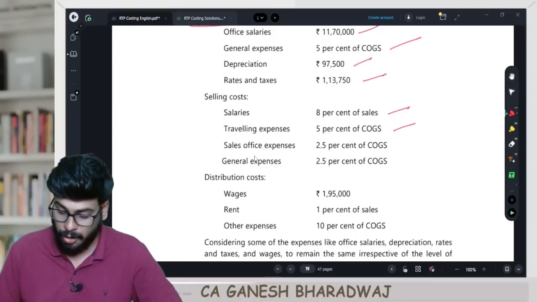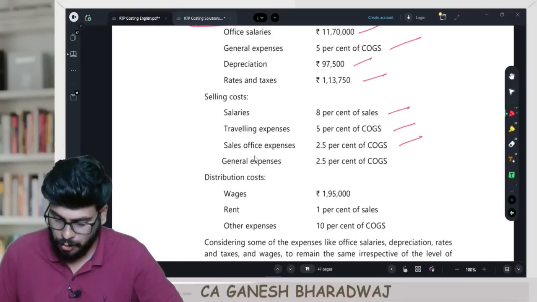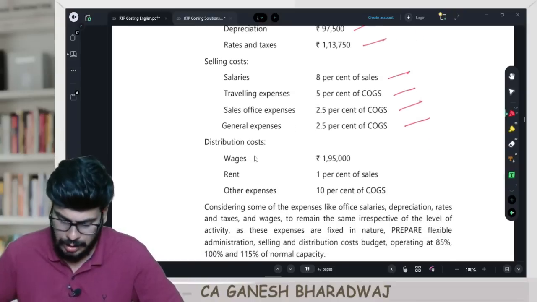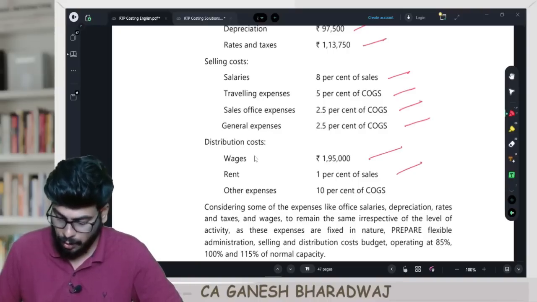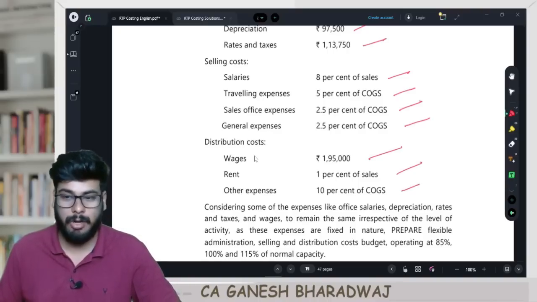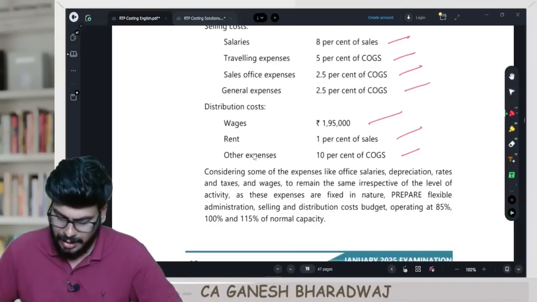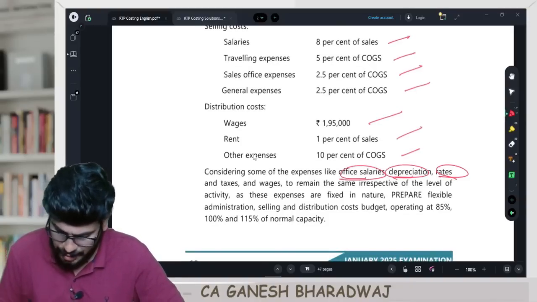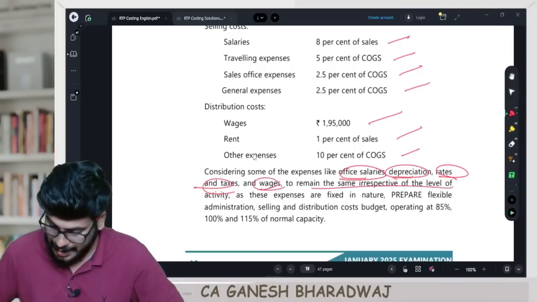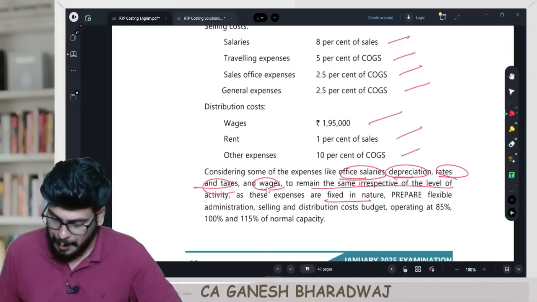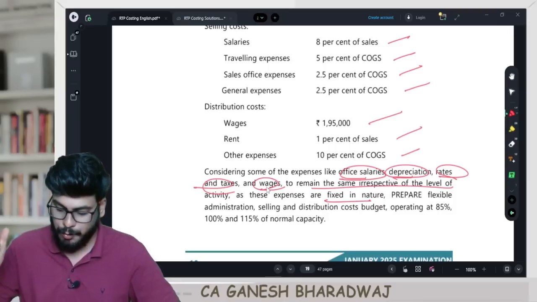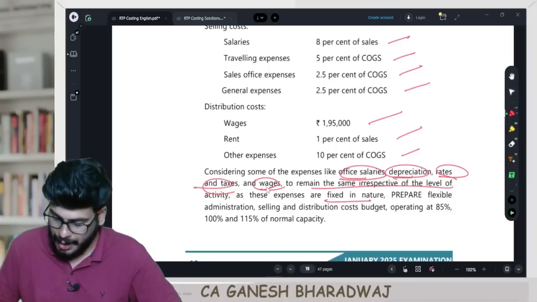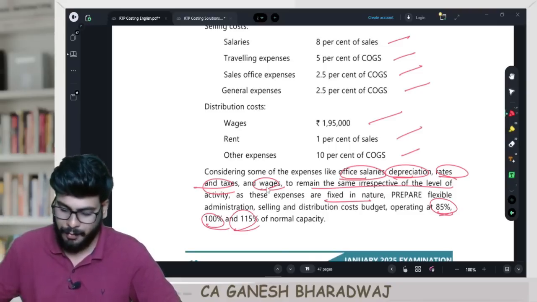Sales office expenses is 2.5% of COGS. General expenses is 2.5% of COGS. Similarly, distribution cost, wages 1,95,000. Rent 1% on sales. And other expenses is going to be 10% on COGS. Considering some of the expenses like office salaries, depreciation, rates and taxes, and wages to remain the same irrespective of the level of activity, as these expenses are fixed in nature, prepare a flexible admin and selling distribution cost budget alone, operating at 85, 100 and 115% capacity.